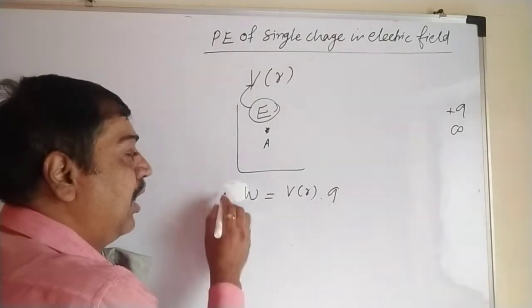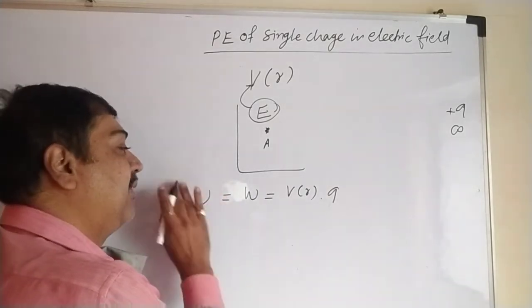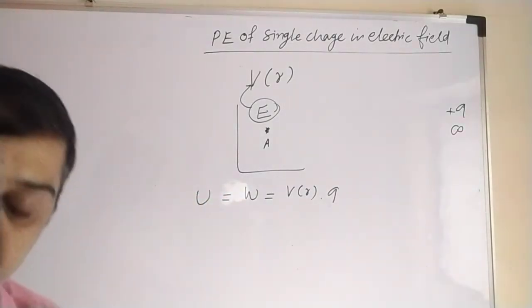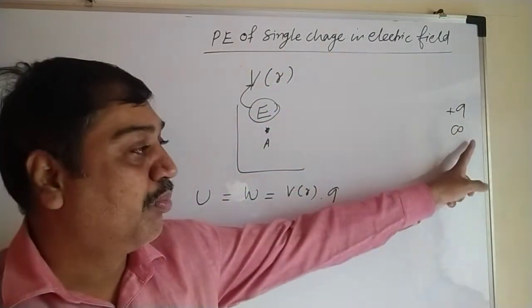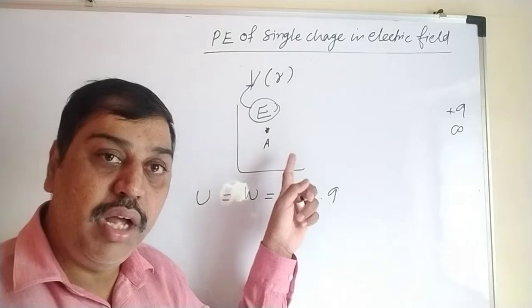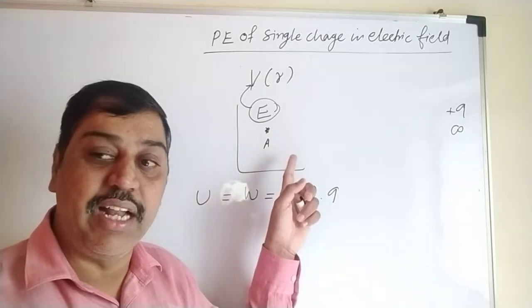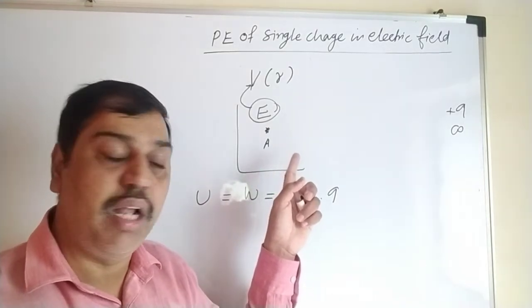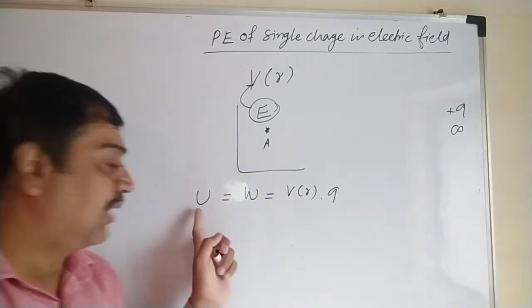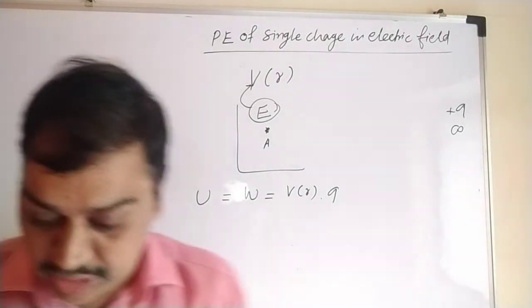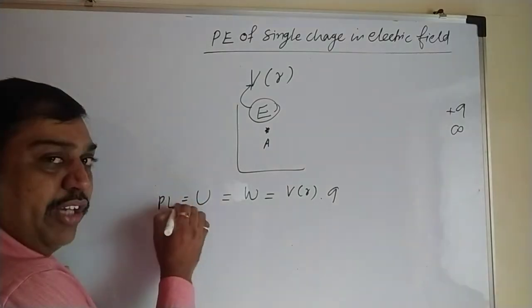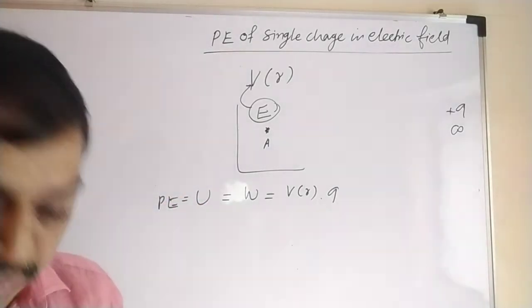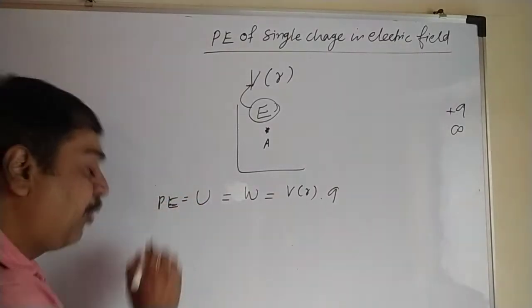So this is the work done, and this work done itself is nothing but potential energy. So this is the potential energy of a single charge moved from infinity to the given point which is placed in an electric field. This would be the work done required, and that work done itself is nothing but the potential energy. In this fashion we have considered this as U, that is nothing but the potential energy. Okay, so let's go further.